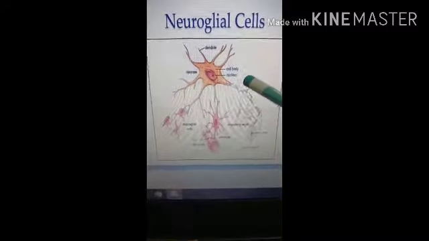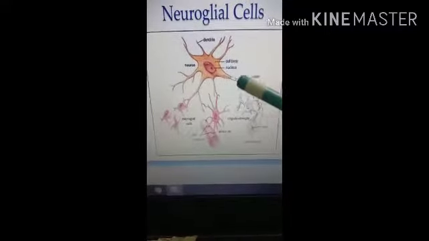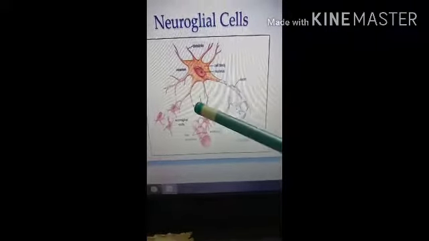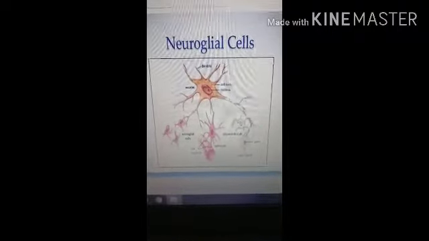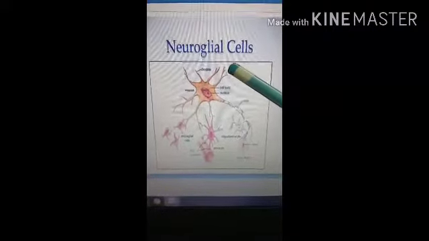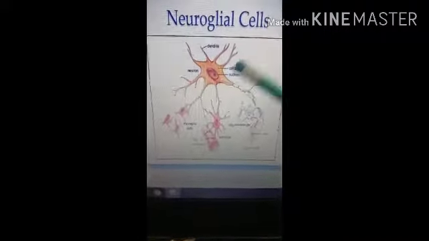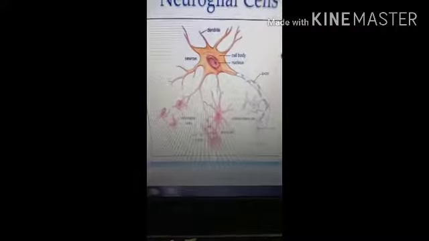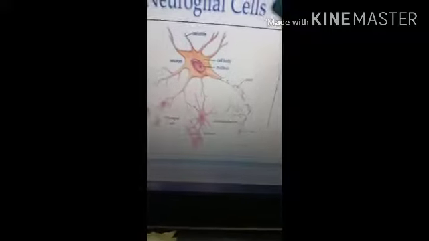After that we should talk about the neuroglial cell, or neuroglia. These are non-excitable cells and form the main supporting tissue in the CNS, both structurally and functionally. They are 5 times more abundant than the neurons and form more than half of the brain. The neuroglial cells are of 4 types, and they are present around the neurons in the CNS.